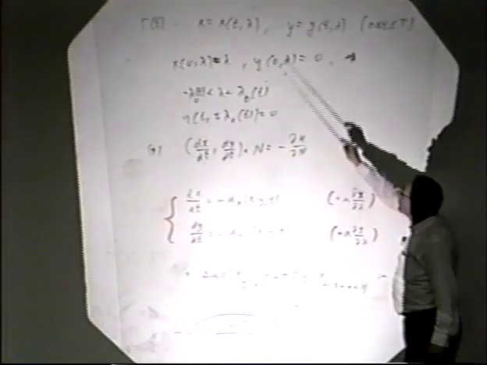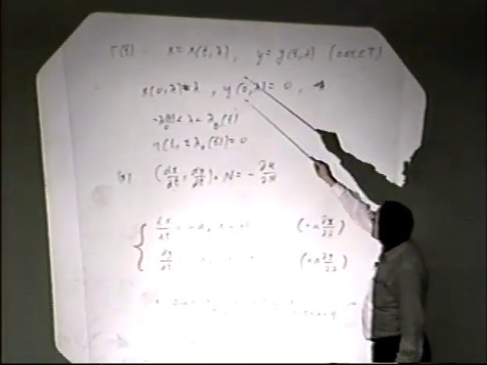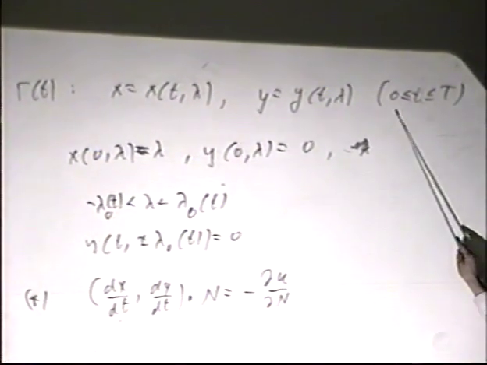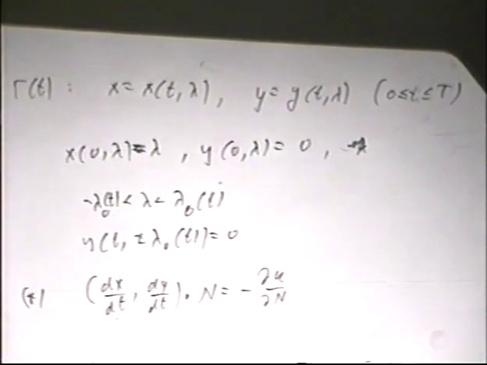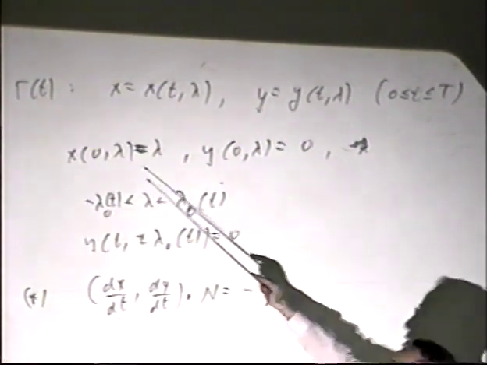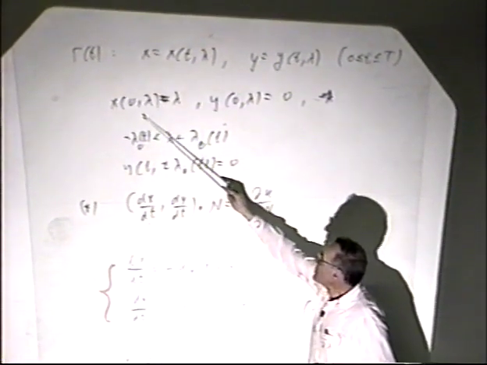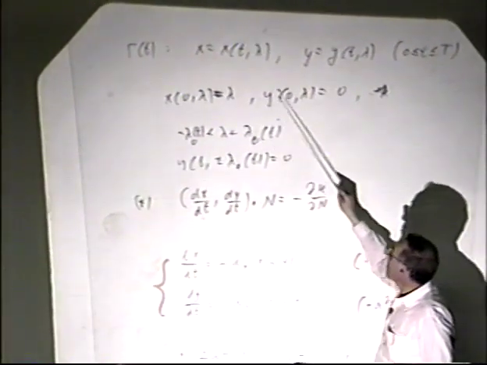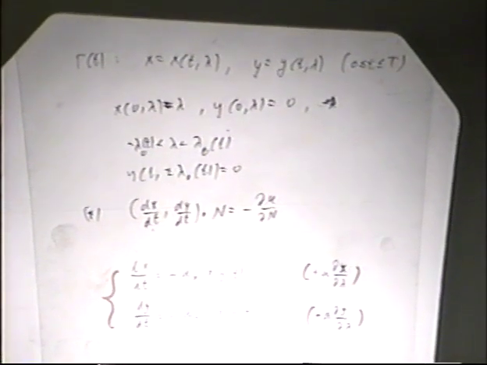We will assume this kind of parameterization. For every time t, there is such a curve, for every time t from 0 to some time capital T. Initially, the curve is flat. You see, x of 0 and lambda is lambda, but y is 0. That is horizontal. So horizontally, simply x is equal to lambda.